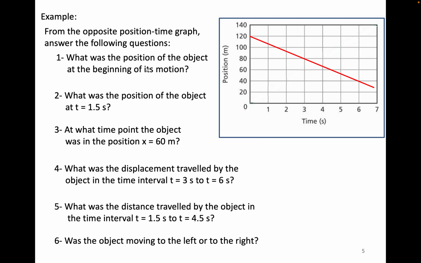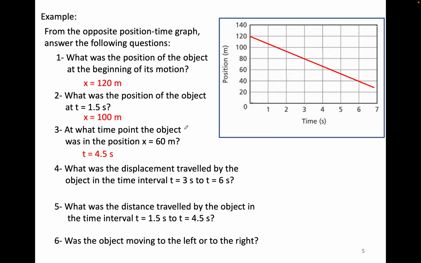Here is the slope. What was the position at the beginning of the motion? At the beginning is 0, so the position at the start was 120. There we go, initial position, xi. What was the position at 1.5 seconds? I go along and then I go up to see that it is about 100. What was the time when the position was 60? So 60 here, we are roughly about here, 4.5.